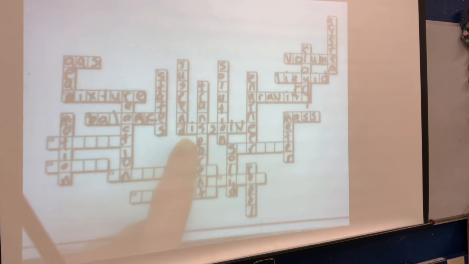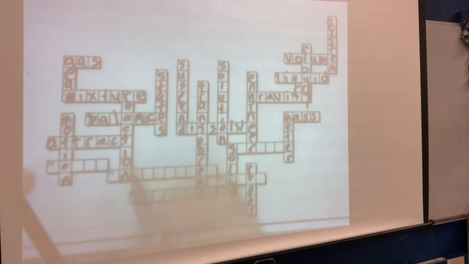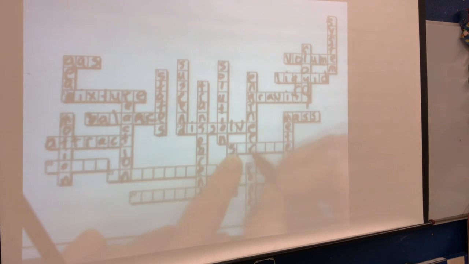Number 18, when magnets pull together. When magnets pull together, they attract. They attract. Number 19, a tool used to measure a volume of liquid. Oh, this was a fun thing to use. I wish I could have sent enough home for everybody. Number 19 across is right here. Starts with an S, a syringe. Okay.